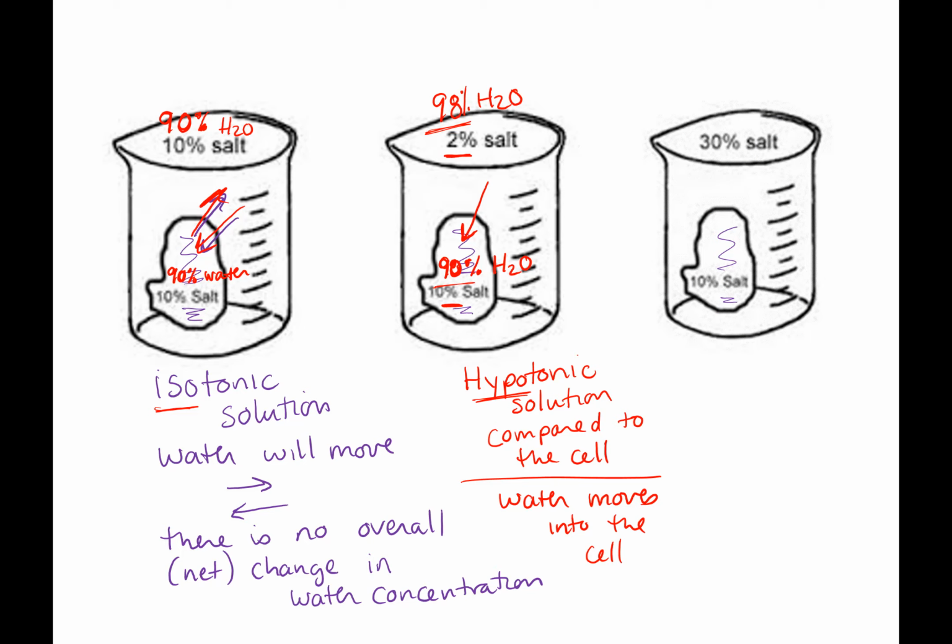So how about this solution? More solute on the outside compared to the inside, so this is hypertonic. 30% salt, 70% water. 10% salt, 90% water. Water will move out of the cell.